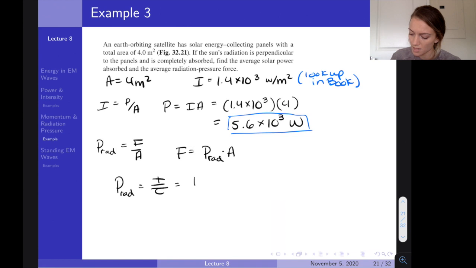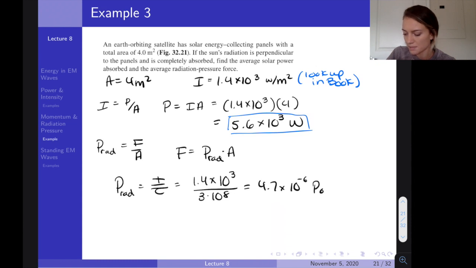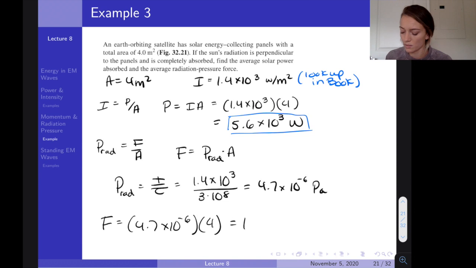So this P rad is I over C. That's going to be the intensity, which we had in the book was 1.4 times 10 to the 3. C is 3 times 10 to the 8. And this comes out to 4.7 times 10 to the negative 6 pascals. So now we can just plug this pressure into our formula for the force, since we have the area as well. So the force is just 4.7 times 10 to the negative 6 times the area we said was 4. So this comes out to 1.9 times 10 to the negative 5 newtons.